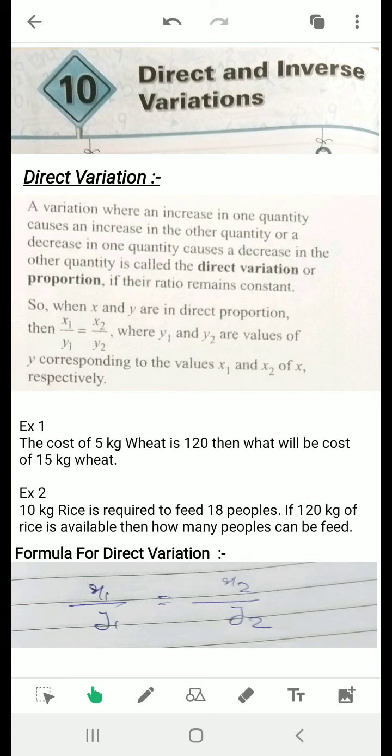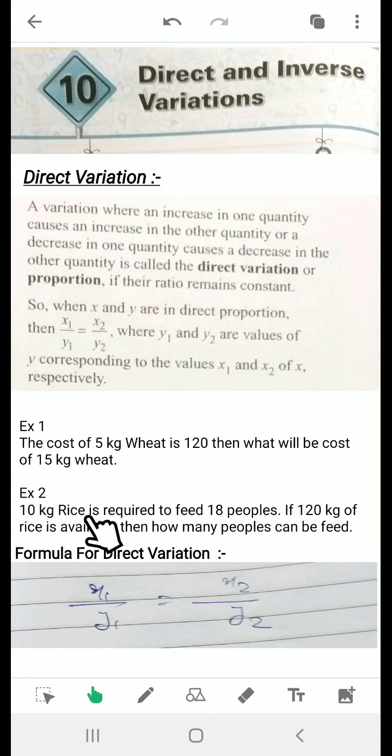Now some general examples of direct variation, daily life examples also. Let's suppose the cost of 5 kilogram wheat is 120. Now we need to find the cost of 15 kilogram wheat. Okay, so if the quantity of wheat is increased, then the rate of wheat will also increase. It is genuine that if the quantity of wheat increases, then the rate of wheat also increases. So quantity of wheat increases, rate also increases, both the quantities increase, then the ratio is direct ratio, or the variation is the direct variation.